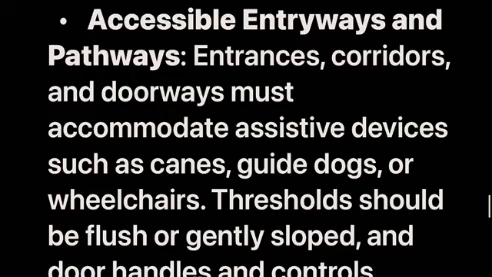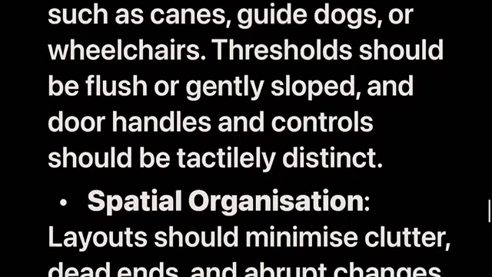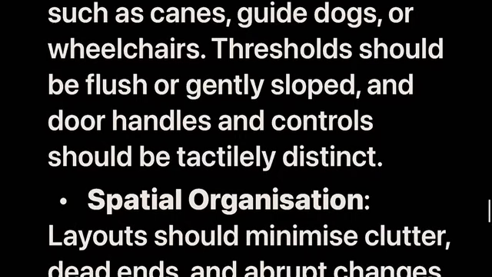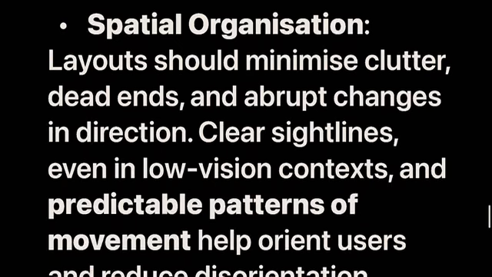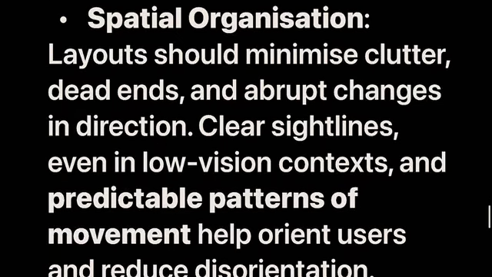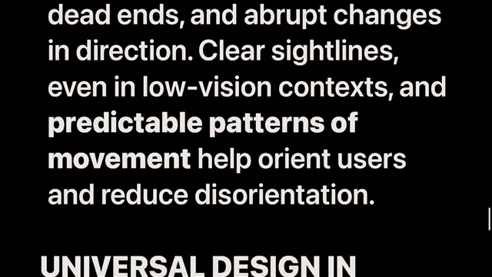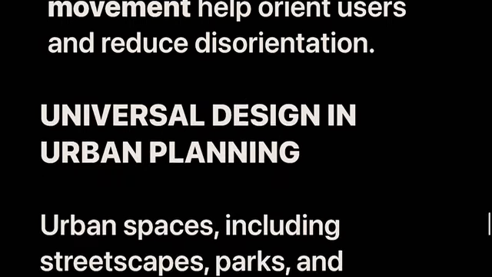Accessible entryways and pathways. Entrances, corridors, and doorways must accommodate assistive devices such as canes, guide dogs, or wheelchairs. Thresholds should be flush or gently sloped, and door handles and controls should be tactilely distinct. Spatial organization. Layouts should minimize clutter, dead ends, and abrupt changes in direction. Clear sightlines, even in low-vision contexts, and predictable patterns of movement help orient users and reduce disorientation.